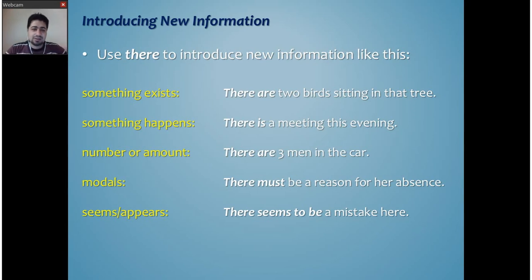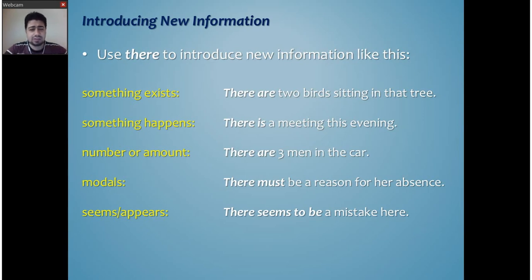Okay. Secondly, there's a meeting this evening. This is used to show that something is happening, something is going on. Alright, what's going on this evening is a meeting, or maybe a party, or a football match, anything. Something is going on. We can use it also to talk about the amount of something or the number of it. So we can say there are 3 men in the car.